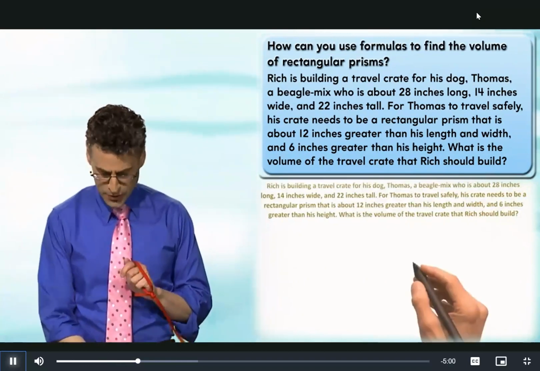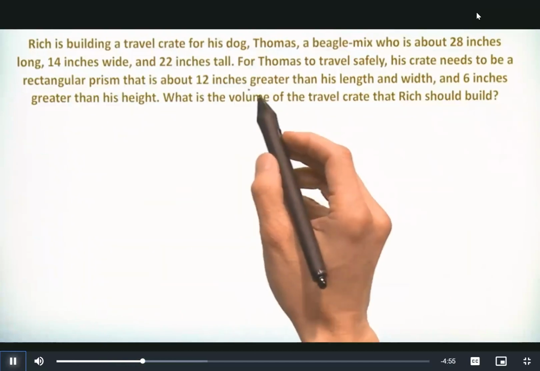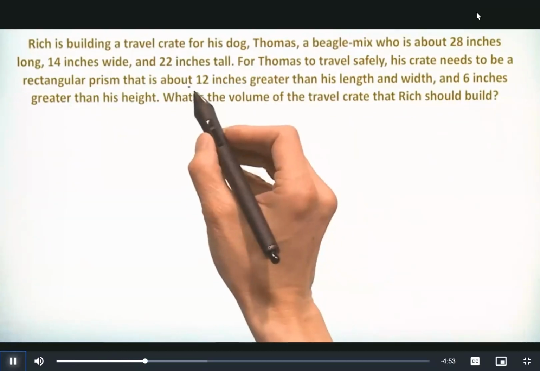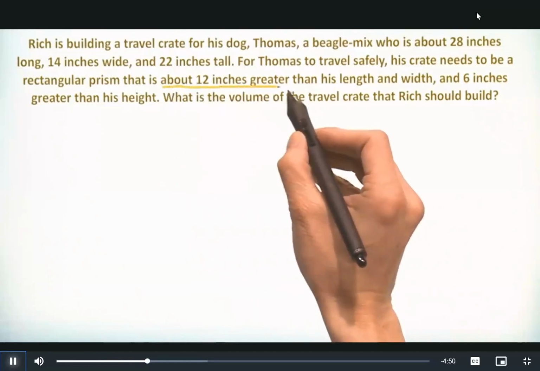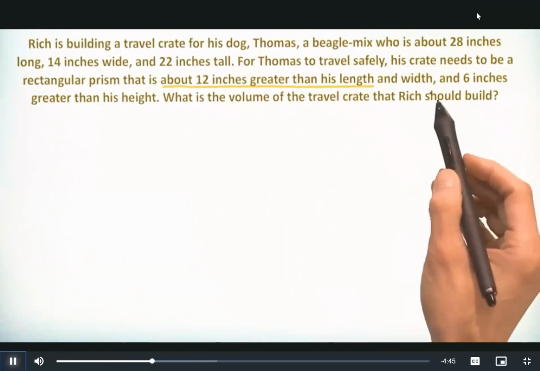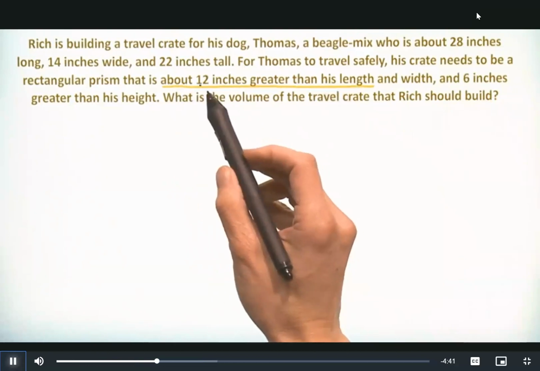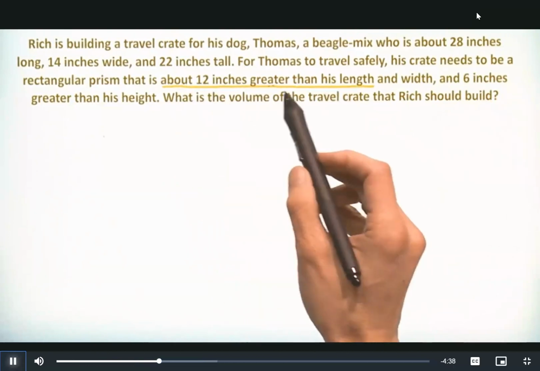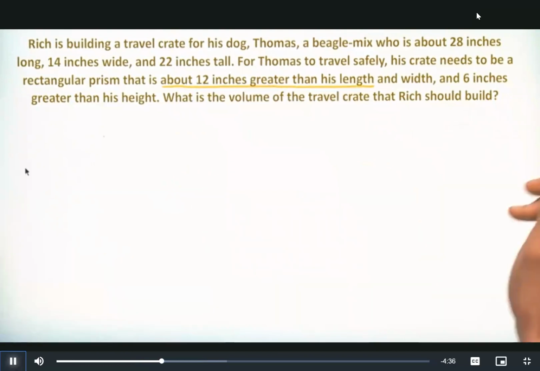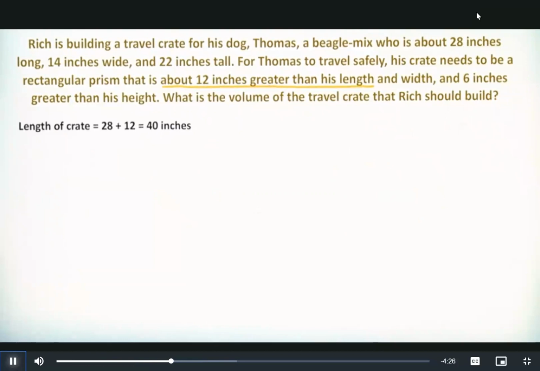Well, the length of the crate is about 12 inches greater than Thomas's length. And so what that means is we take a look at Thomas's length, which is 28 inches, and we have to now add 12 inches because that's what it means to be 12 inches greater. So the length will be 28 plus 12 inches. And what is 28 plus 12? It's just 40 inches. So 40 inches is going to be the length of the crate.